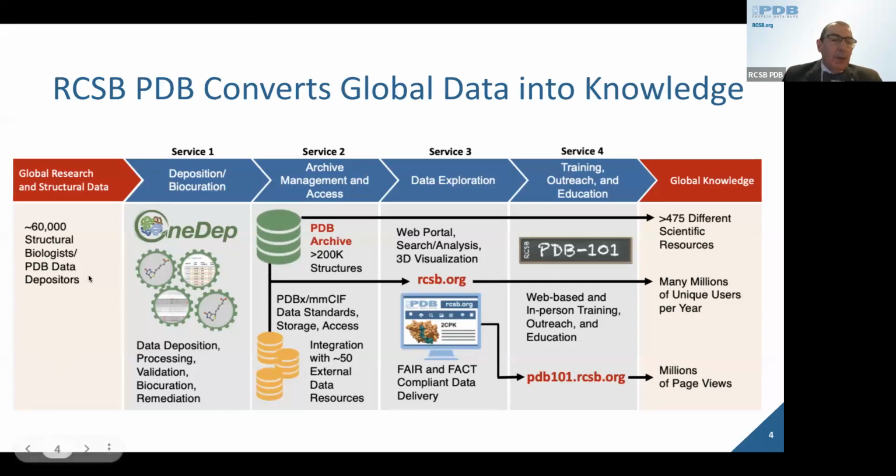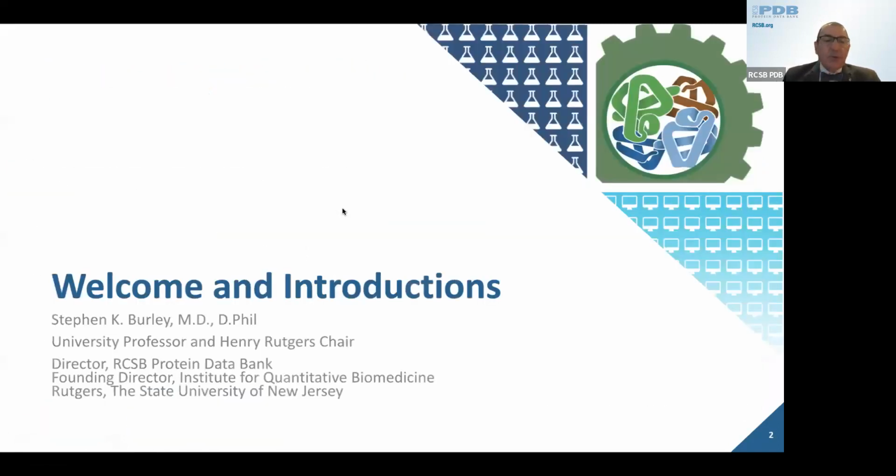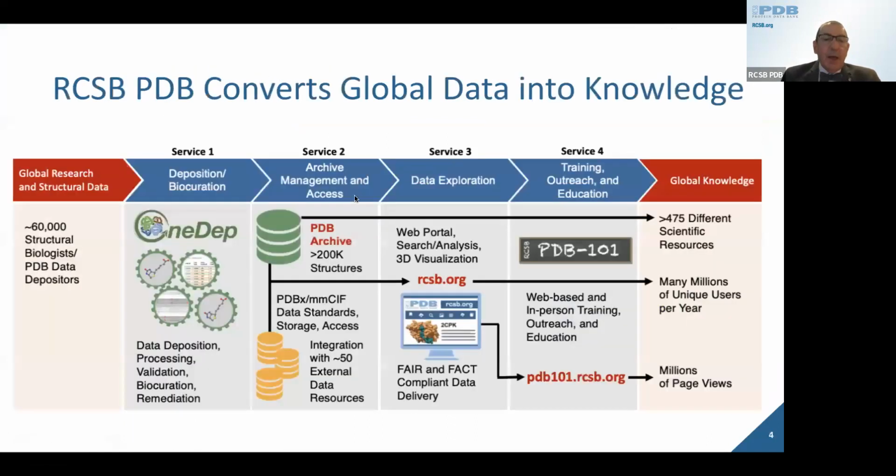We are working with the output of more than 60,000 structural biologists who have deposited data to the Protein Data Bank. 4 interlocking services take their information and transform it into knowledge through deposition and biocuration, which we do with our Worldwide Protein Data Bank colleagues. Management of the archive at RCSB Protein Data Bank here at Rutgers. The definition of the PDBx mmCIF data standards and integration of the PDB data with approximately 50 trusted external data resources. This information is in turn made available freely to 475 different external scientific data resources.